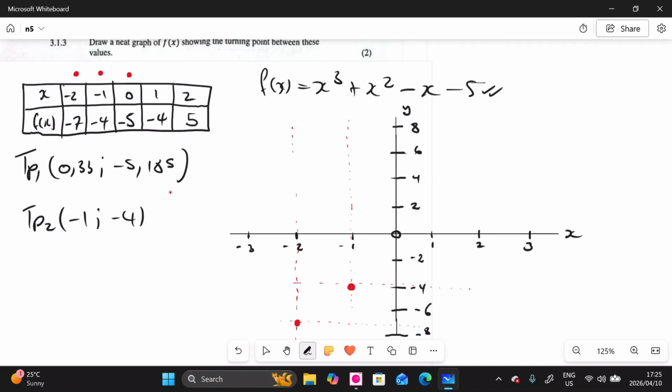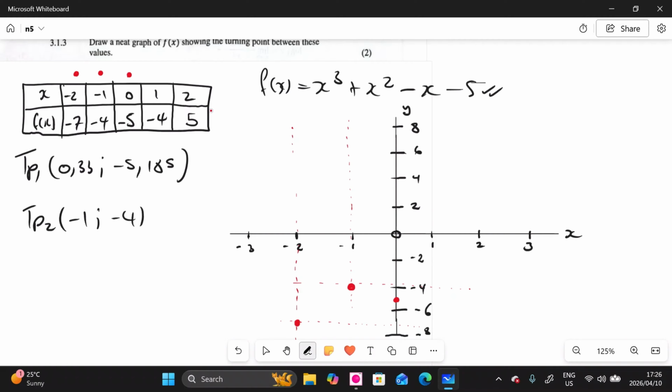Let's move to this point here. When x is 0, our y is going to be negative 5. So negative 5, if we look at the y-axis, is going to be between negative 4 and negative 6. And we all know that x is going to be 0 on the y-axis. So here is our point there.